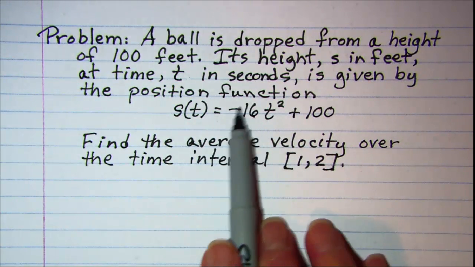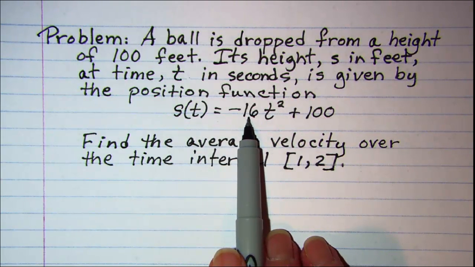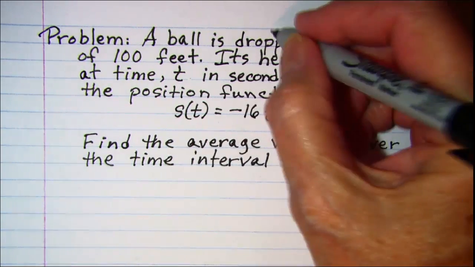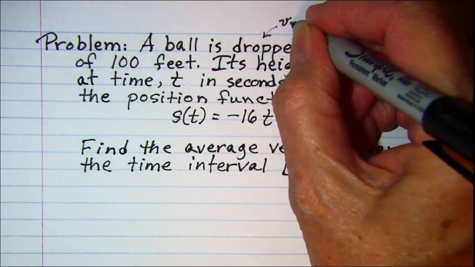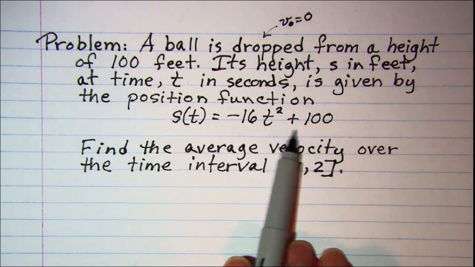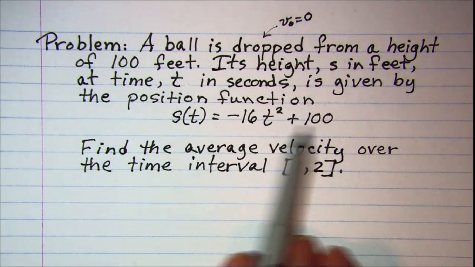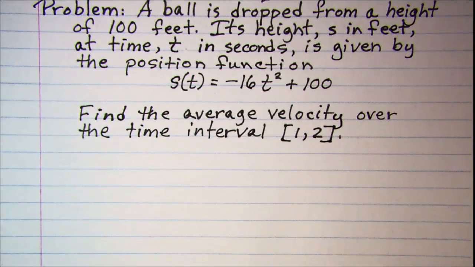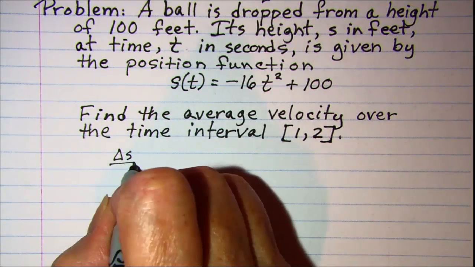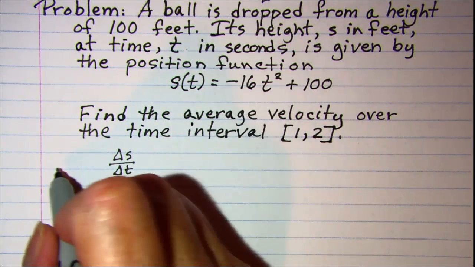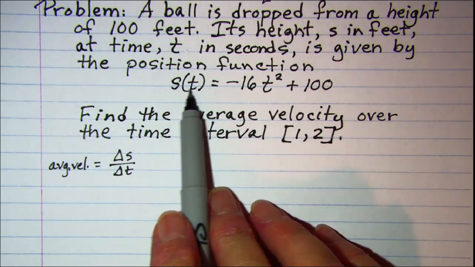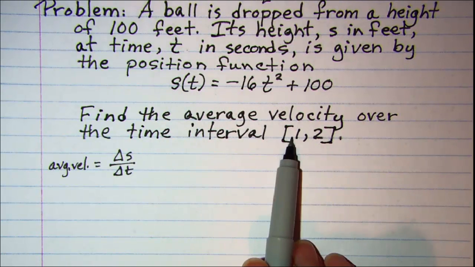Alright, we already noticed that this was the 1/2 g of our position function. And also, since our ball is being dropped, this means then that our initial velocity is 0 because it's not being thrown, it's being dropped. So that's why we don't have a t term in here between the t squared term and the constant. So for our average velocity, we just need the change in position over the change in time. This is average velocity. So we're going to need to find our position at each of these times.